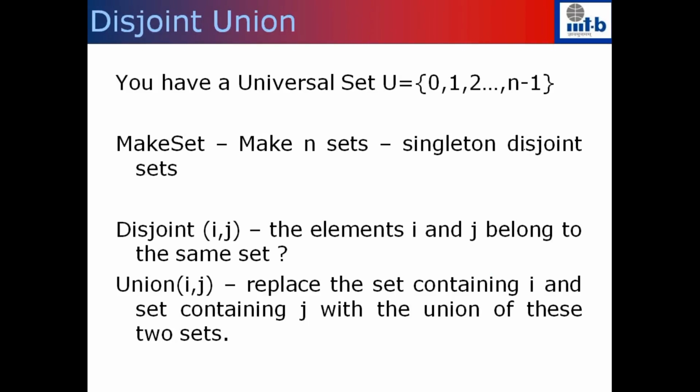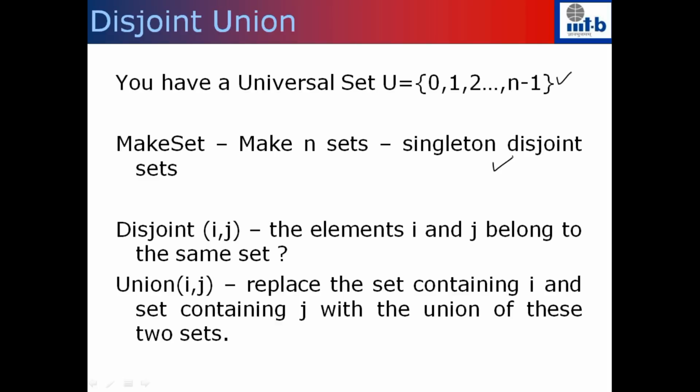So here we are given a universal set, a finite set. Without loss of generality, we can assume that it has n elements, and the elements in the universal set are 0, 1, 2 up to n minus 1. Initially we have all single-element sets, that is, for every i we have a set containing exactly one element. This can be done in order n.